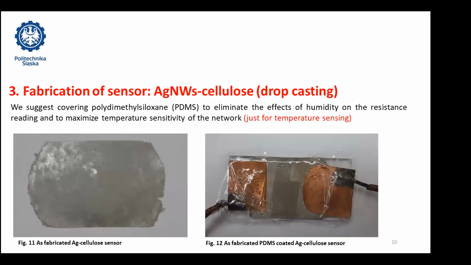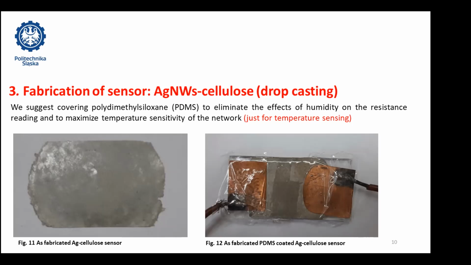So next, you can see figure 11. This is what you call the fabricated silver nanowires cellulose sensor. This is how our sensors look, a grayish kind of color. And now we want to use it for sensing temperature.